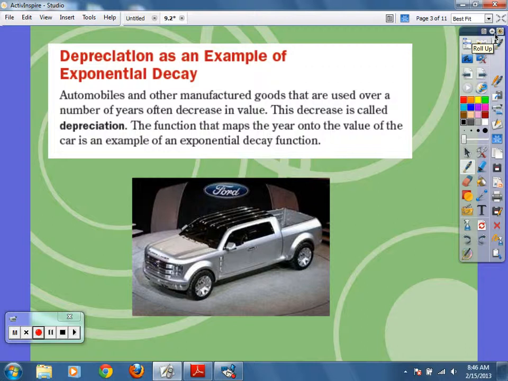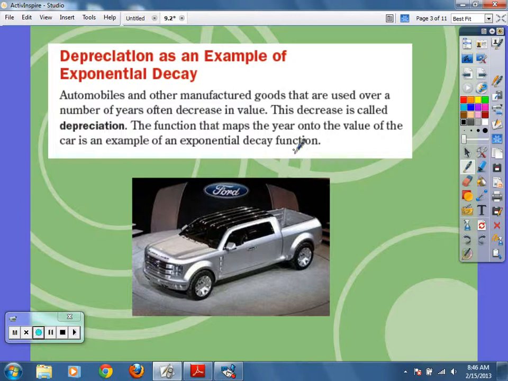Depreciation as an example. Automobiles and other manufactured goods that are used over a number of years often decrease in value a lot. They always say, and I'm sure Mrs. Wolfel would know more about this than I do, how a new car is a really horrible investment because it depreciates so much unless you just like it for your own enjoyment. It's not going to keep its value.